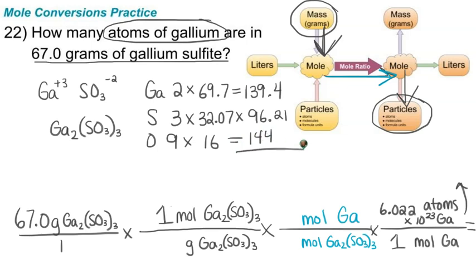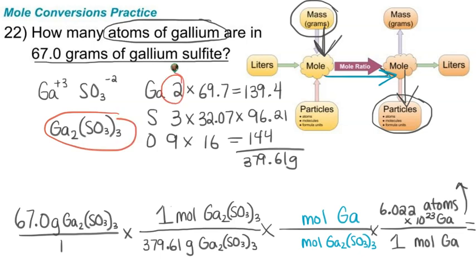So I'm going to add all these values up real quick, and that gives me 379.61 grams per mole. So that number is what I'll fill into the bottom of my conversion factor, 379.61. And then the last thing I need to do is fill in my mole ratio, and I know for every 1 gallium sulfite, I end up with 2 galliums. So I'm going to fill in a 1 next to moles of gallium sulfite and a 2 next to moles of gallium.